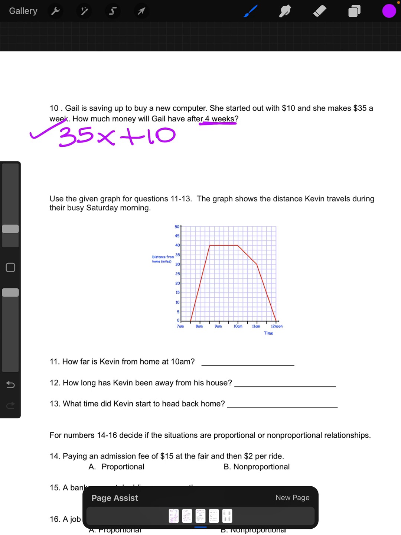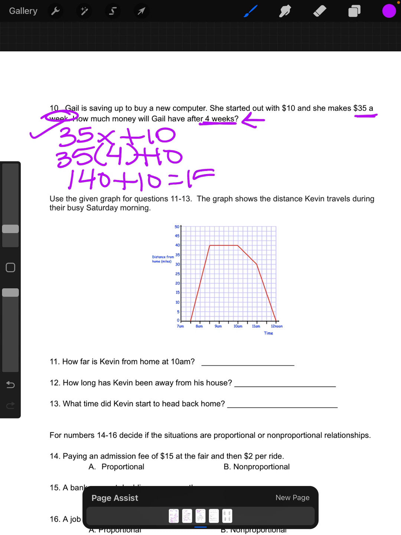And I know that weeks went with X because I put that 35 there because I didn't know how many weeks she went. So the X went with the 35 because we had an unknown term of weeks. But now we have a known term of weeks, which is 4. So 35 times 4 plus 10. Let me grab my calculator here because off the top of my head, I don't know what 35 times 4 is. So 35 times 4 is 140. Plus 10 equals $150. So after 4 weeks, as long as she hasn't spent anything, she will have $150.